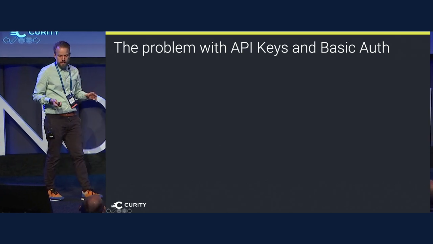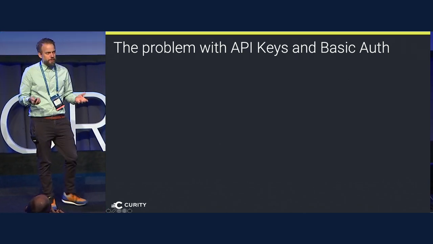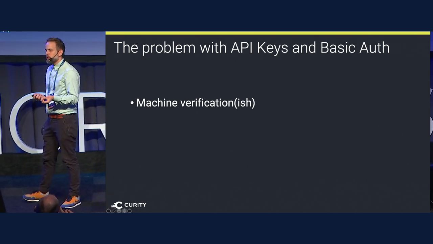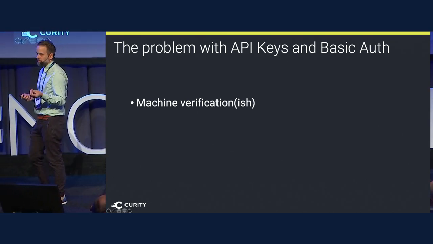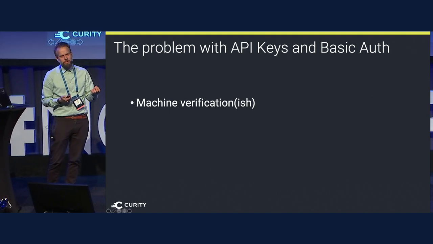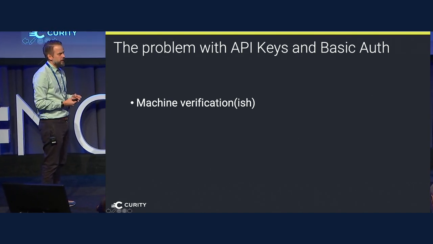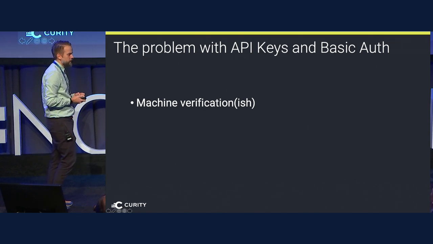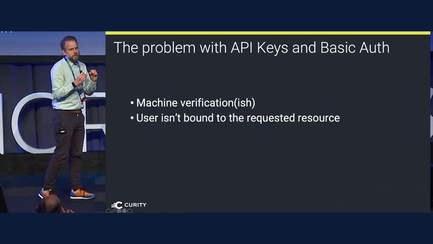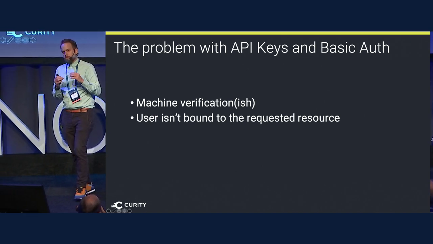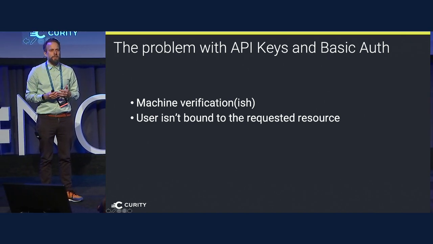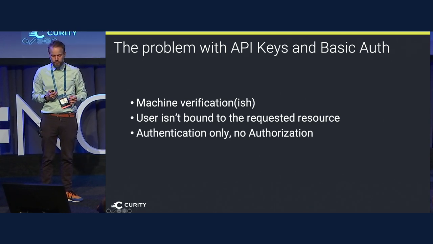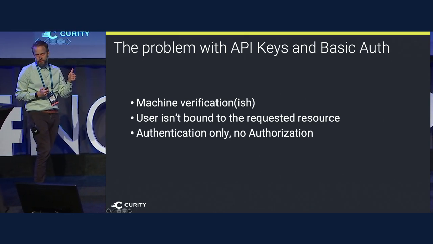You should all know this, but let's go through it anyway. What's the problem with API keys and basic auth? We're doing machine verification-ish. We're doing service verification, service to service. They can talk. So we know service A can talk to service B. The user isn't bound to the requested resource. So we did only verify that the service was there, not the user. We only did authentication.